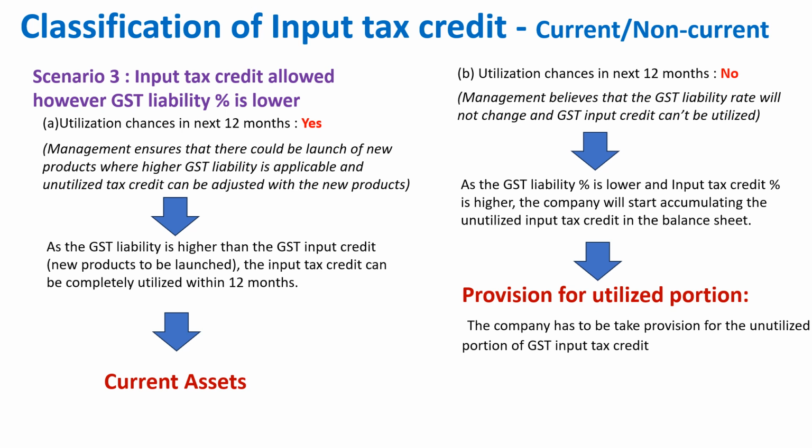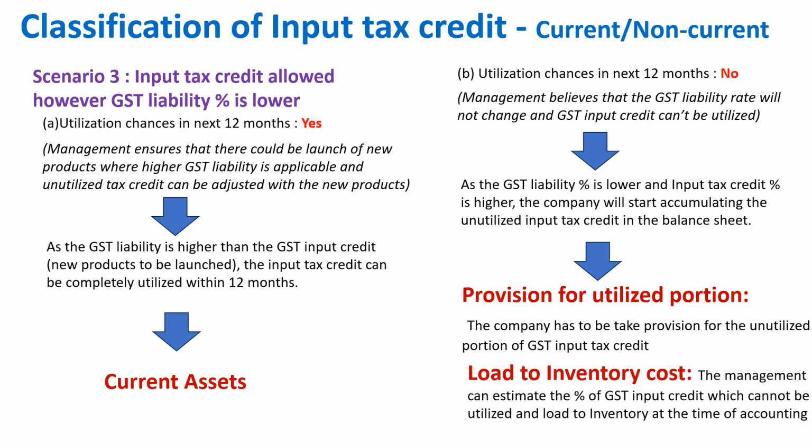So what to do now? The company has to take a provision for the unutilized portion of GST input tax credit. And another option is to load it to the inventory cost. The management can estimate the percentage of GST input credit which cannot be utilized and load it to the inventory at the time of accounting.